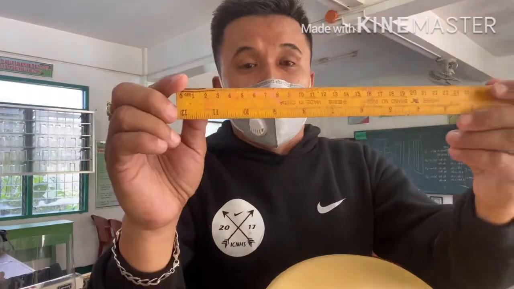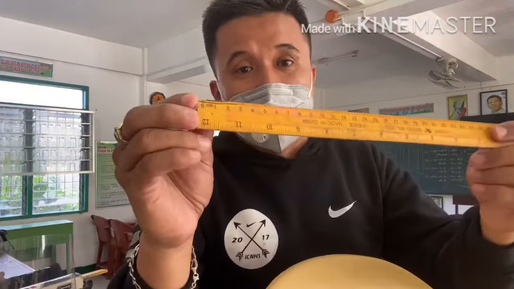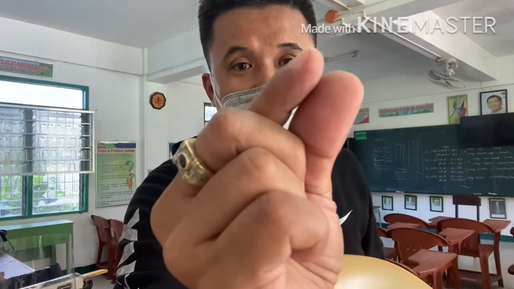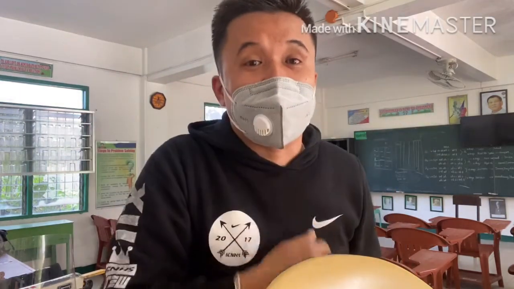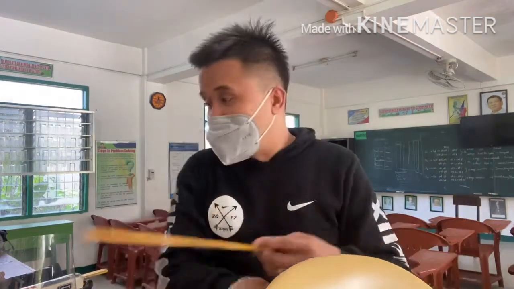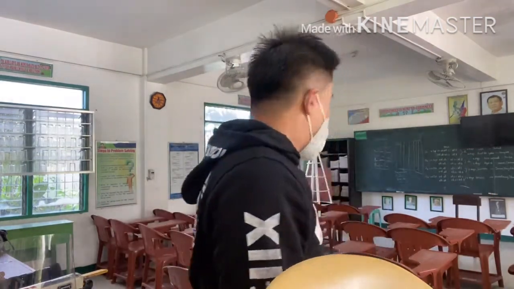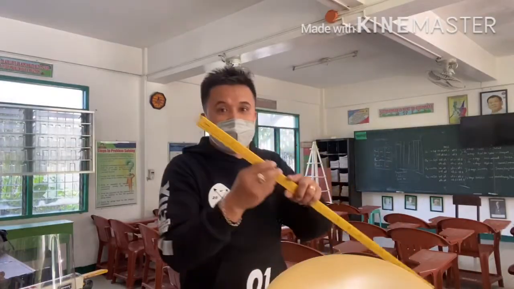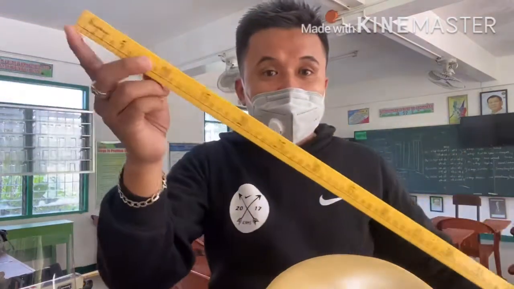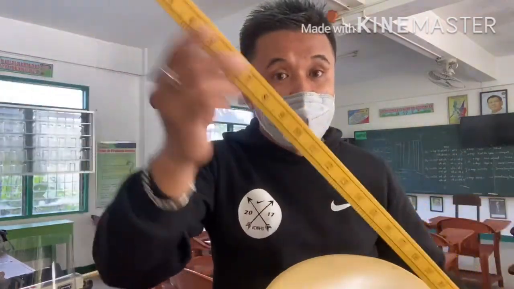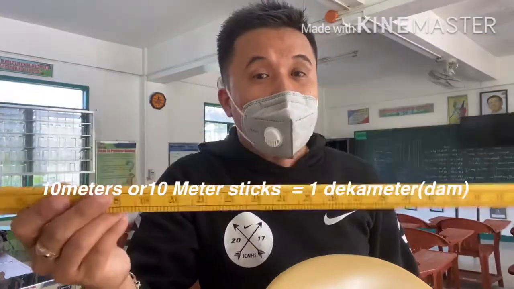So now, again, 1 mm, 1 cm, and 1 decimeter. Take note, decimeter is different from decameter because decameter is equivalent to 10 meters. This is our meter stick. This is 1 meter. So 10 meter sticks is equivalent to a decameter.